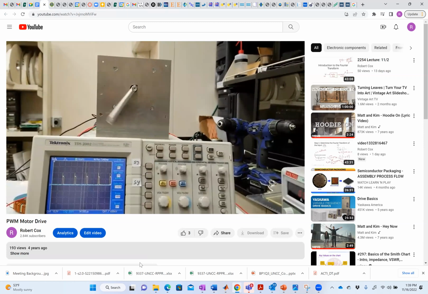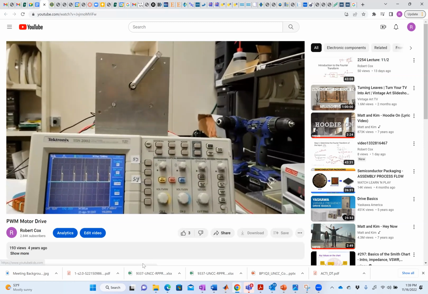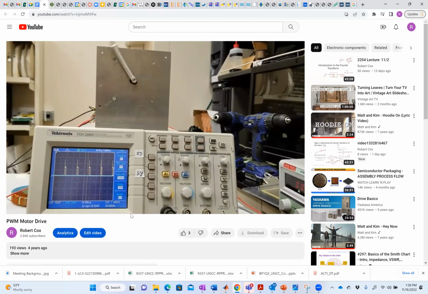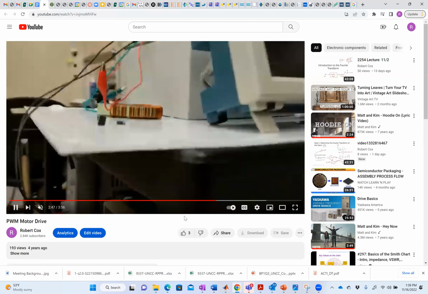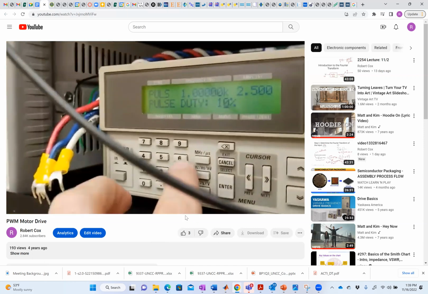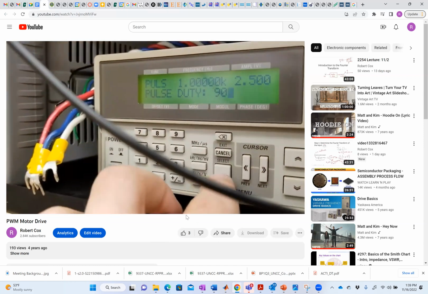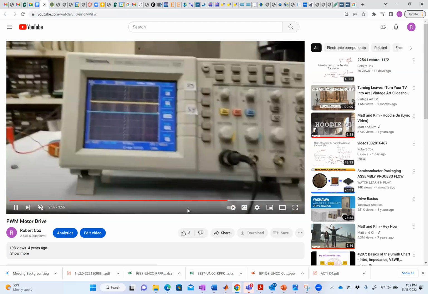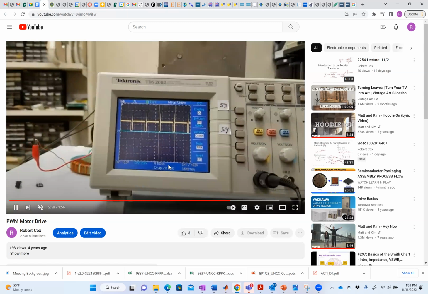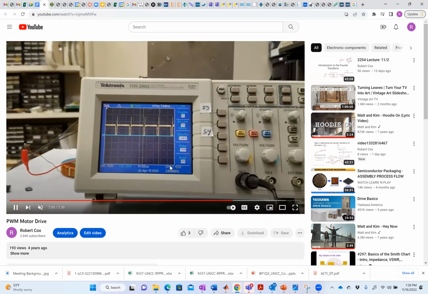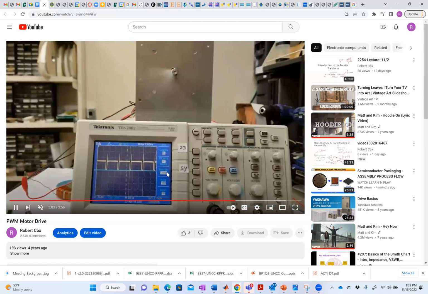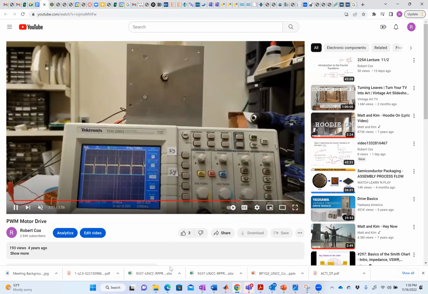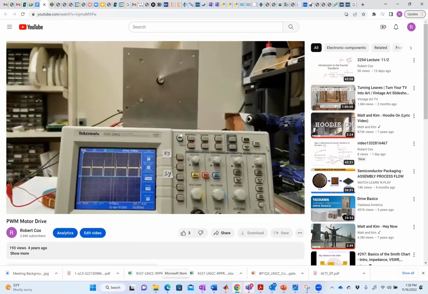Now, I think what I'm going to do is take it up to 90%. All right, so let's kick it up to 90%. And now he's going a lot faster. And if I look at that, you can see that the average value of that waveform is significantly different, right? He's high 90% of the time and low 10% of the time. That's the idea of pulse width, right? Pulse width modulation. I'm changing the width of that thing.